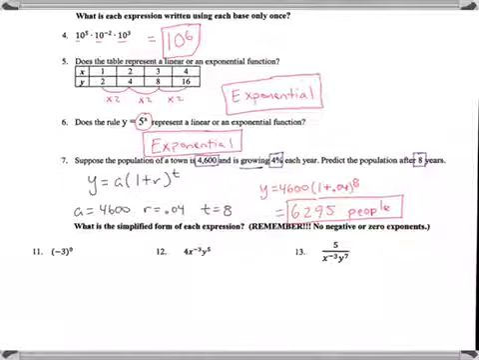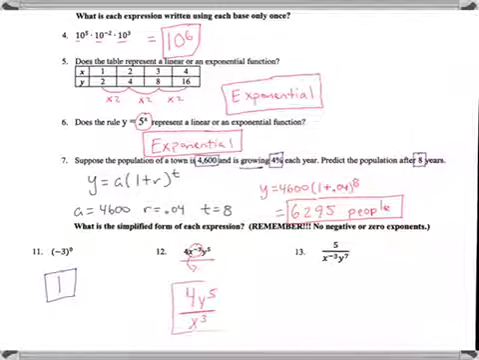All right, question 11. We're asked for the simplified form of each expression. Remember, we want no negative or zero exponents. So in the first question, for question 11, remember, anything to the 0 power automatically equals 1. So that one's easy. For question 12, we don't want negative exponents, so that means that the x variable and its exponent have to move. So our answer becomes 4y to the 5th over x to the 3rd power.